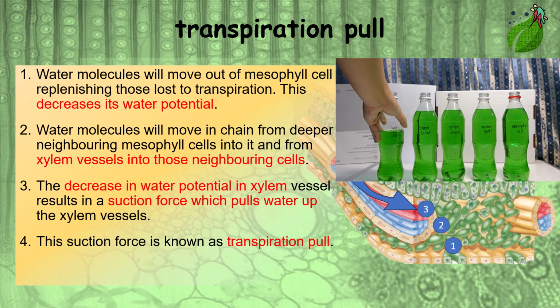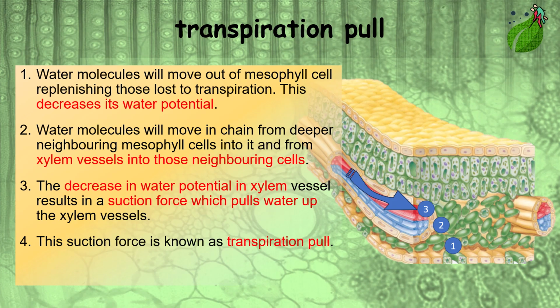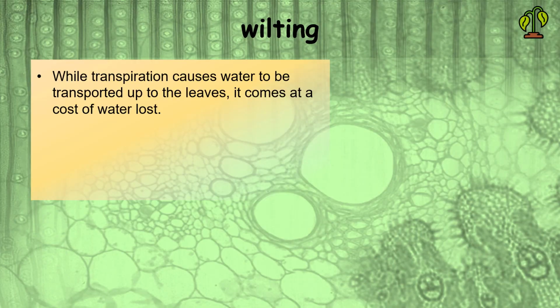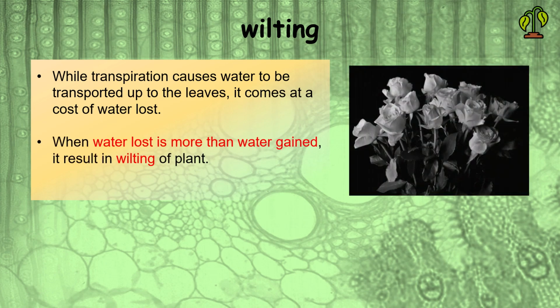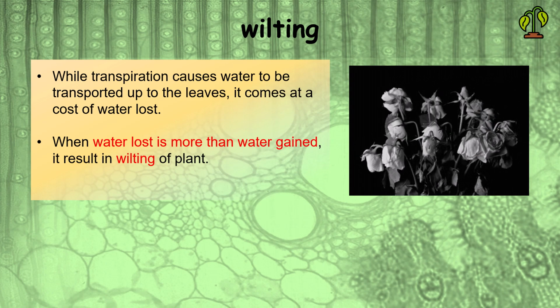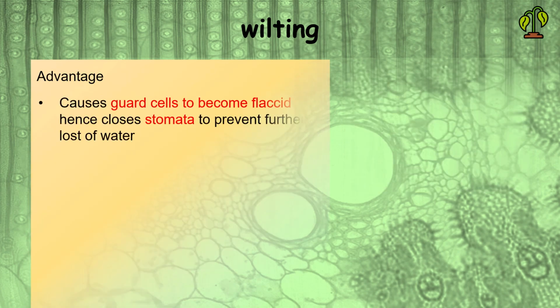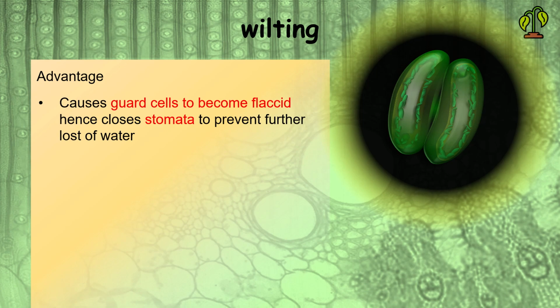While transpiration helps draw up water, it also causes wilting of the plant. Transpiration is kind of a necessary evil because water loss is a bad thing, which is why the opening of stomata is for carbon dioxide to enter to make food and not for transpiration. Wilting will occur when water loss is more than water gain. The wilting is a coping mechanism, as it causes the stomata to close, which prevents further loss of water.